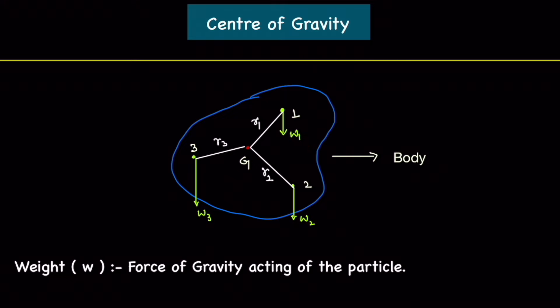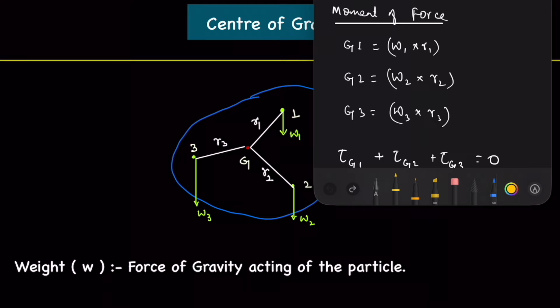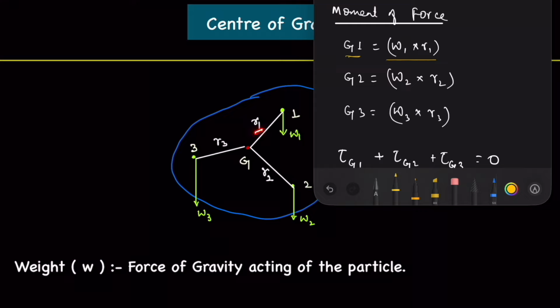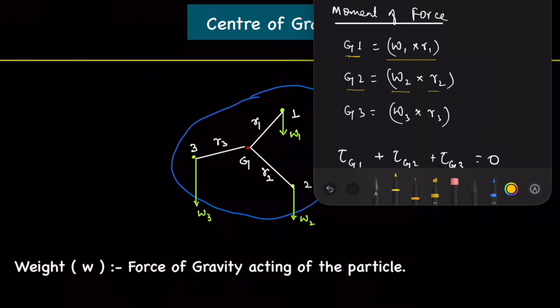If we assume a point G, with respect to this point, the distance of particle 1 is r1, the distance of particle 2 is r2, and the distance of particle 3 is r3. If we have to find the moment of force with respect to G, for particle 1 we can write it as W1 into r1. R1 is the distance and W1 is the force. Similarly, W2 and r2, W3 and r3.